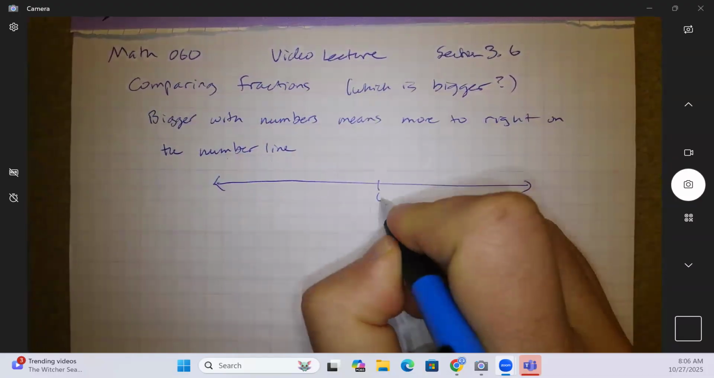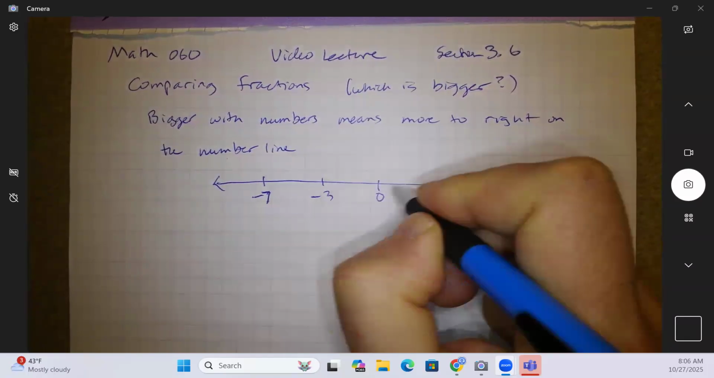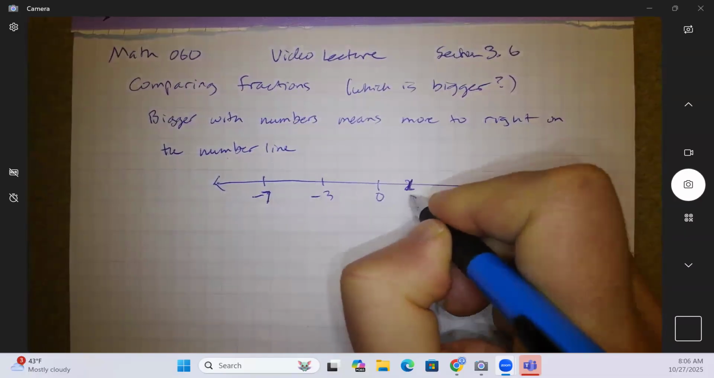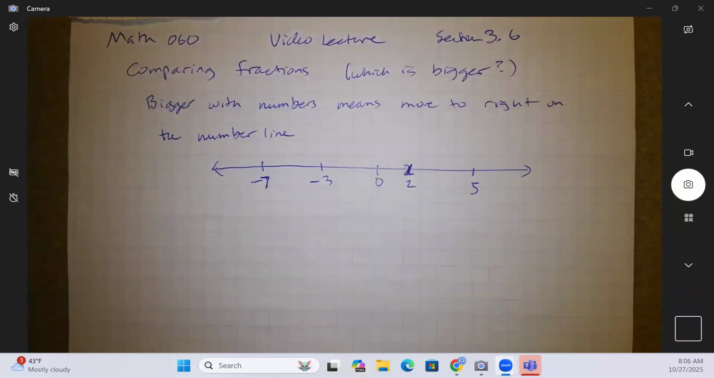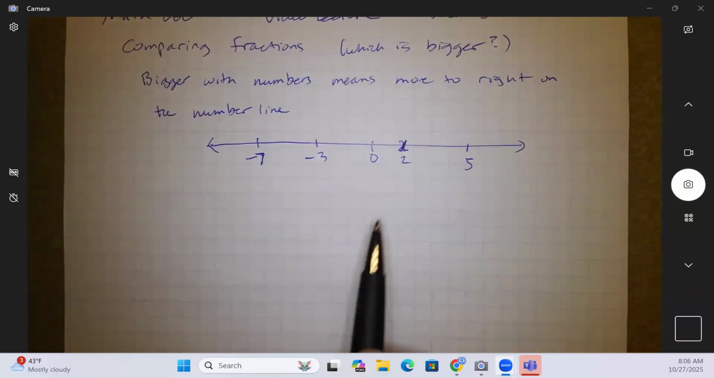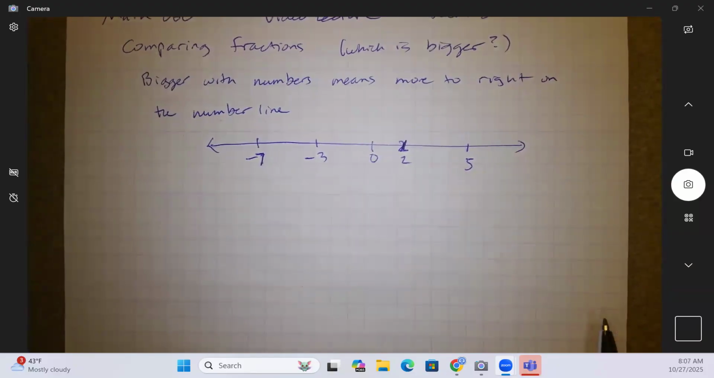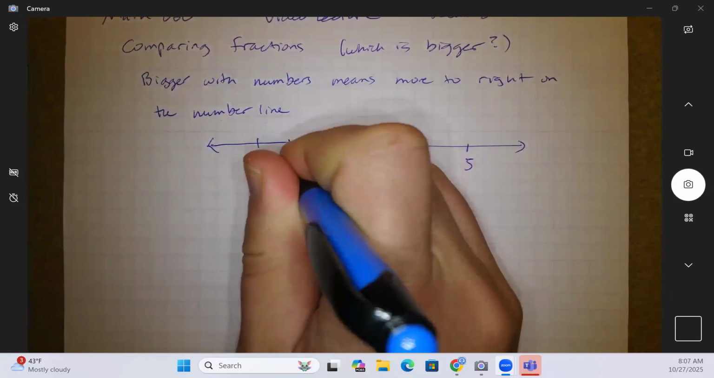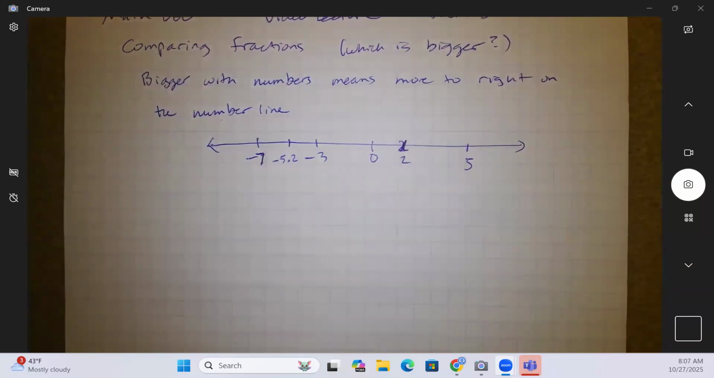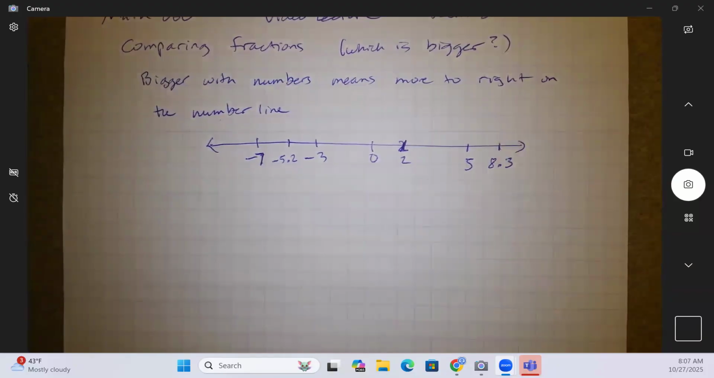There's our number line, 0, and I'll put down a couple of numbers, -7, -3, 2, and 5. We can do some comparisons here, but ultimately your number is bigger if it's farther to the right on the number line. Decimals work really well on the number line. -5.2, I know exactly where that goes. I know where 8.3 goes. It's just to the right of 8.